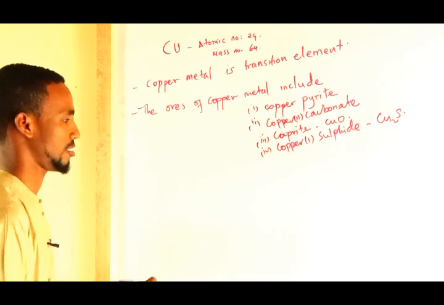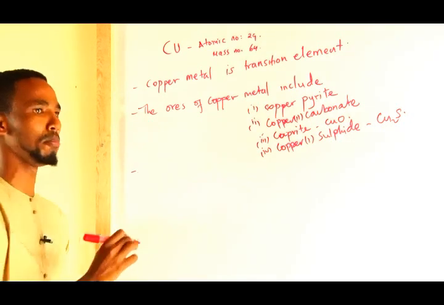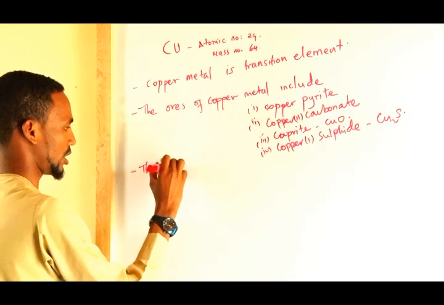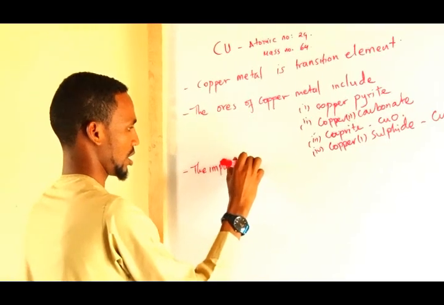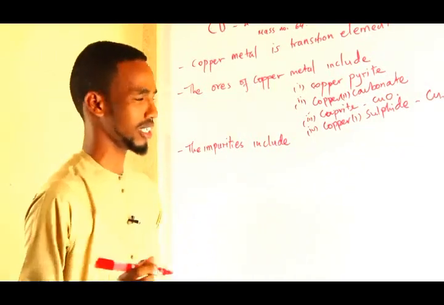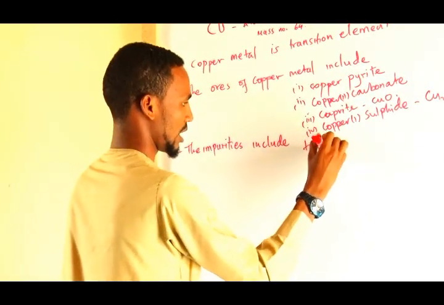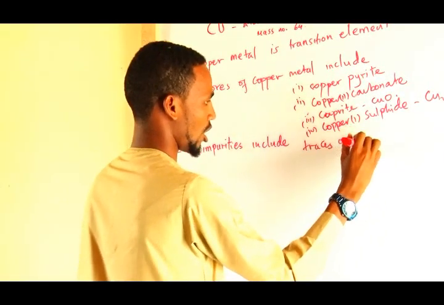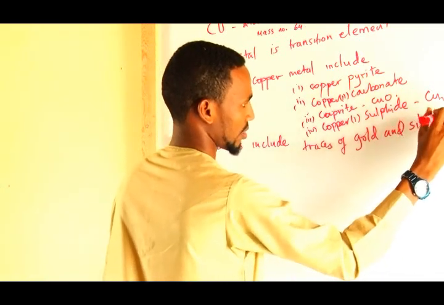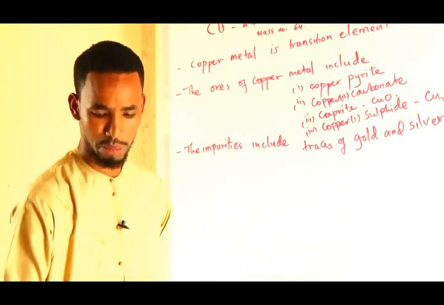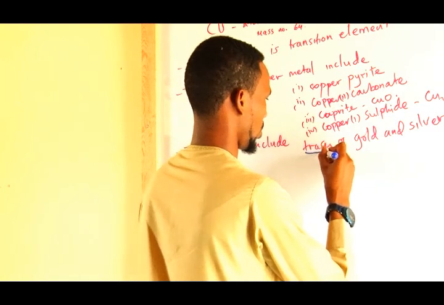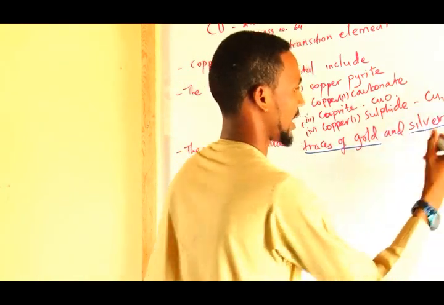This metal has got impurities. The impurities include traces of gold and silver. These are the two major impurities.